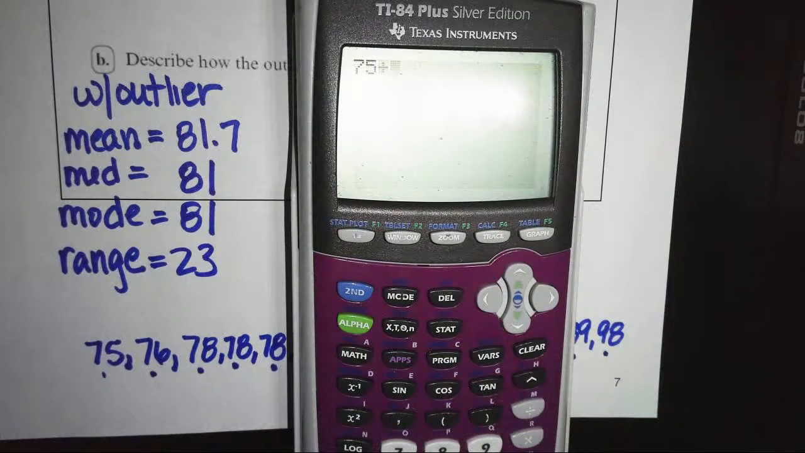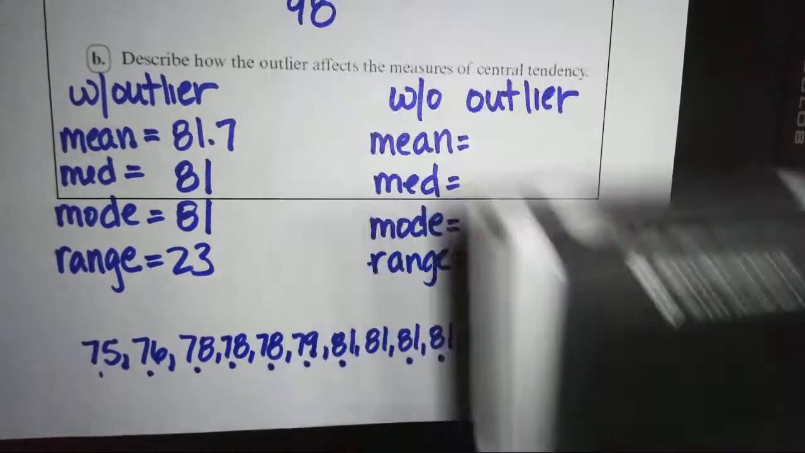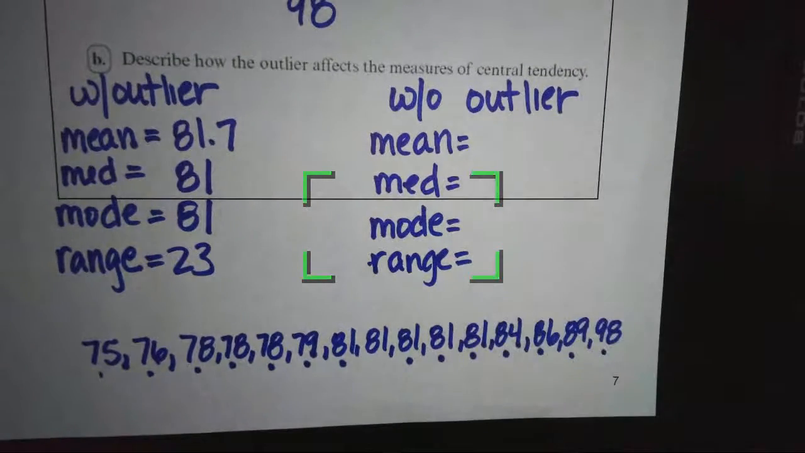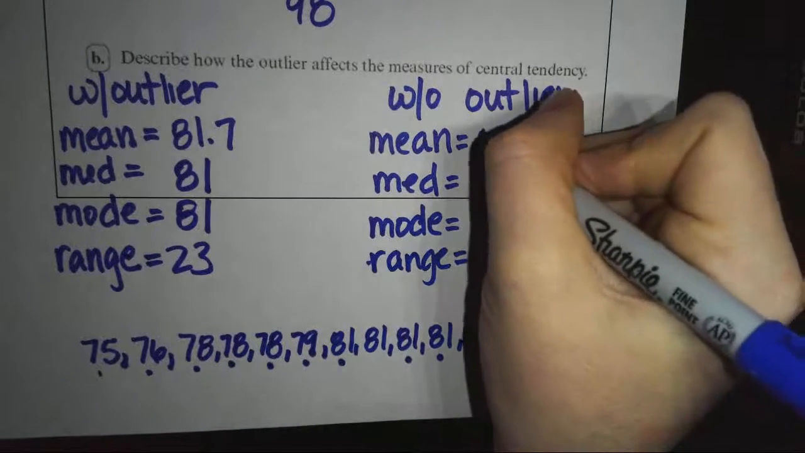So I have 75 plus 79 plus 81, 81, 84, 81, 81, 78, 76, 78, 89. I'm not going to include the 98, but I am going to add 81, 78, 86. 11, 28, and I'm going to divide by 14. So my new mean is 80.57 or 80.6.